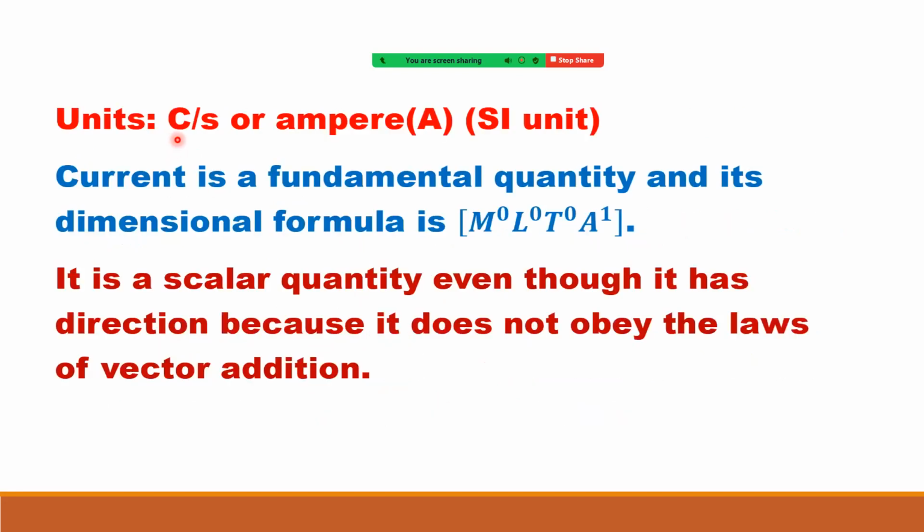Next, coming to units, coulomb per second, or it is ampere. It is the name of a scientist, that's why it is written as capital A. So we are using only SI units. It is a fundamental quantity and the dimensional formula is M power 0, L power 0, T power 0, A power 1. It is a scalar quantity even though it has direction because it does not obey the laws of vector addition. So these are the points we have discussed till now. Let us now solve problems based on this to get clarity.